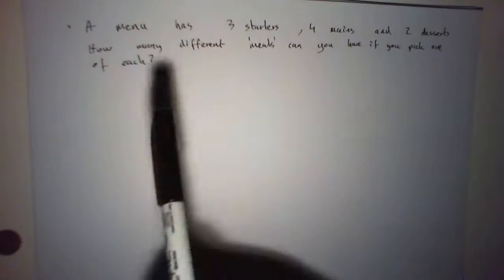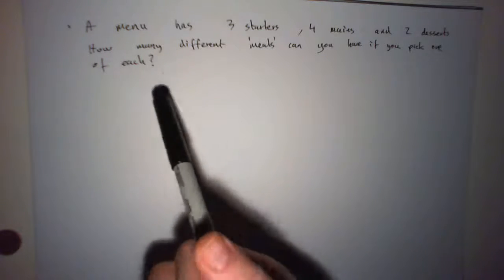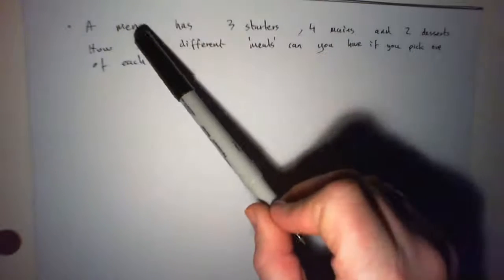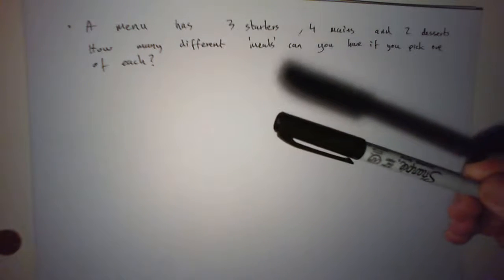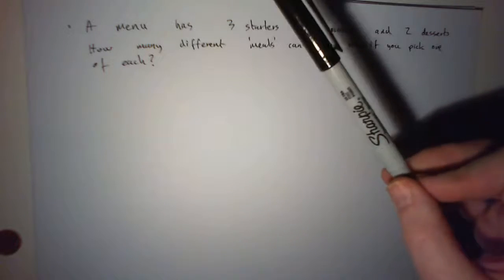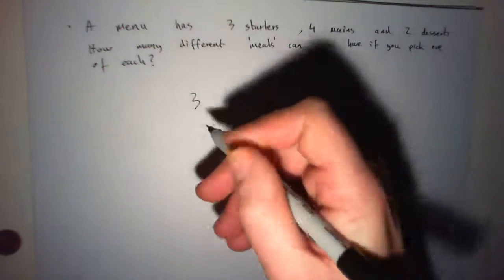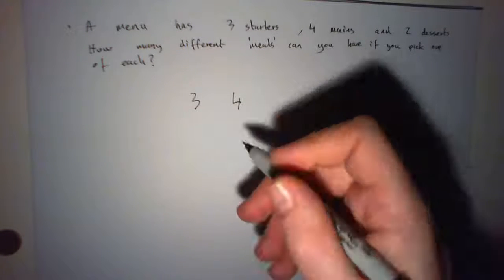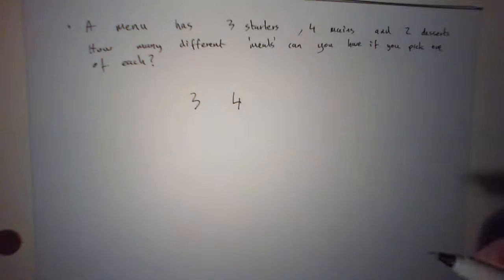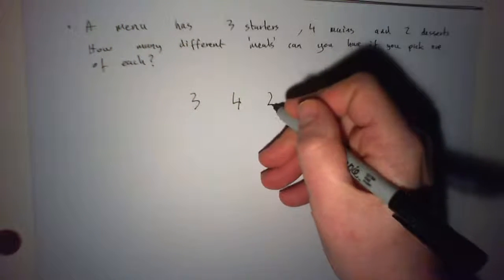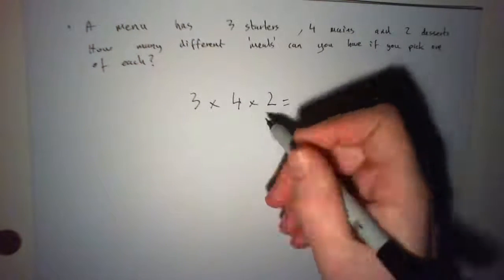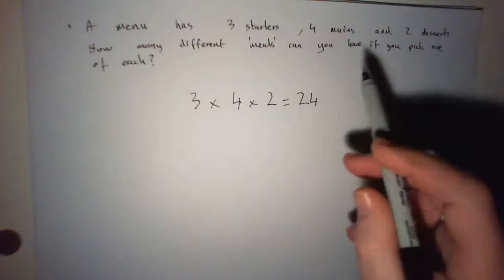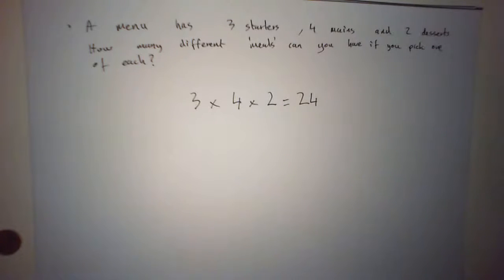Right, here we go. So what does it say? The fundamental principle of counting states that if you have an event, so the starter is an event, and you have the number of outcomes for that event, and then you have a second event, the mains, and a number of outcomes for that, and another event, the dessert, and a number of outcomes from that, then you multiply the outcomes: 3 times 4 is 12, and that's 24 possible meals if you pick one from each.